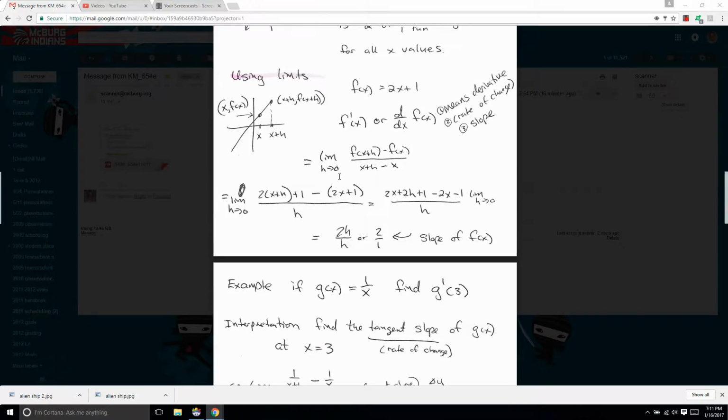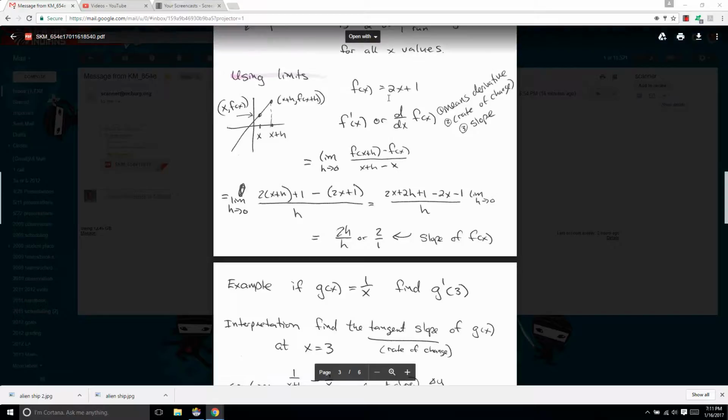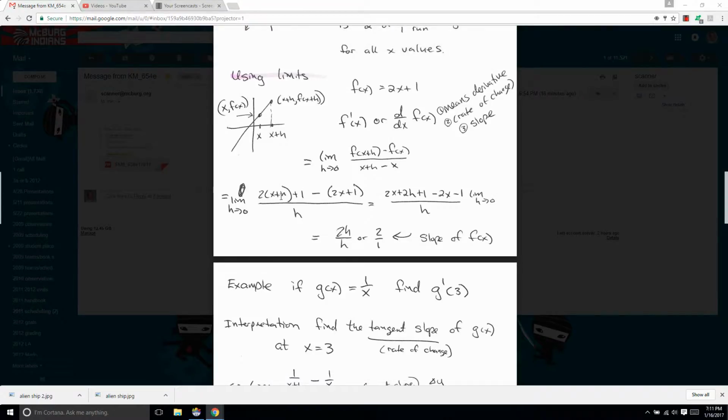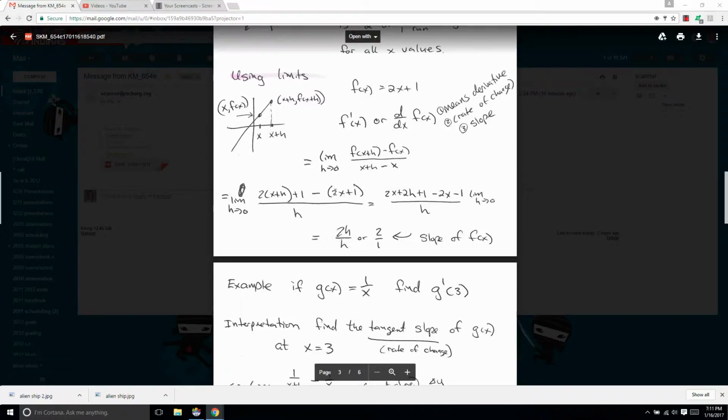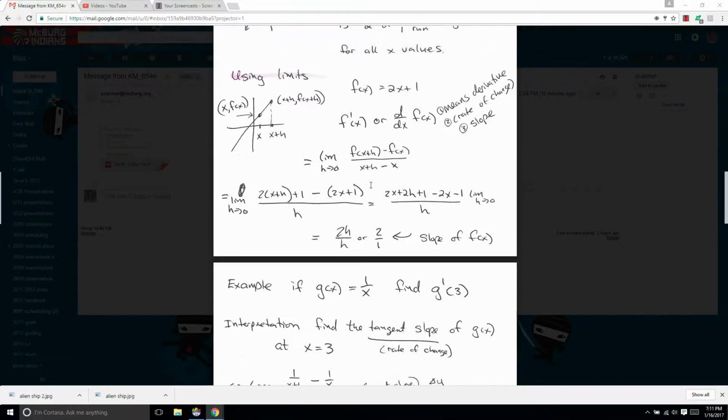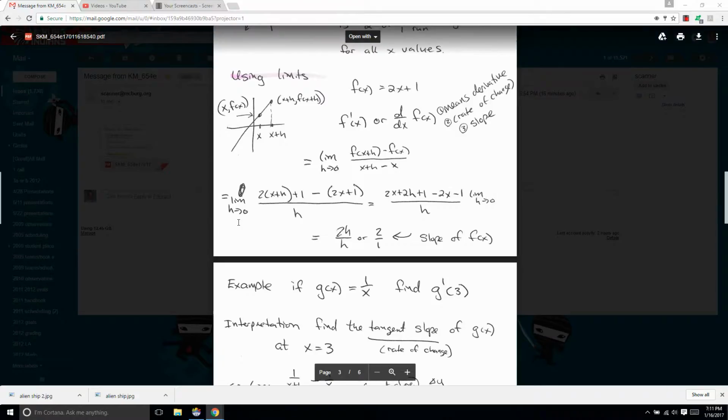So using the composite things that we just talked about last video, we plug these things in. What happens? 2 times the quantity x plus h, plus 1, comes in the first part. This is f of x plus h, minus f of x. The 2x plus 1 is simply the function f of x, all over h, because the two x's cancel out here. And this is still the limit as h approaches 0.